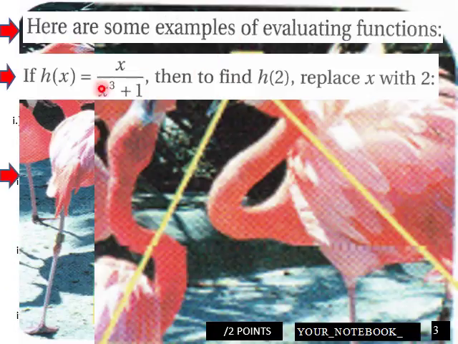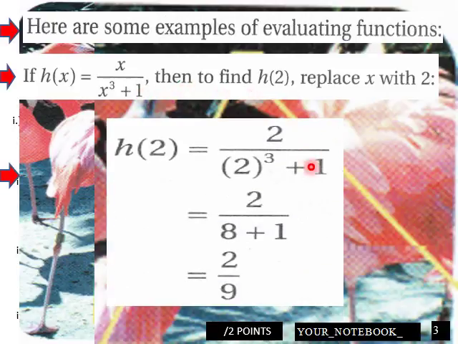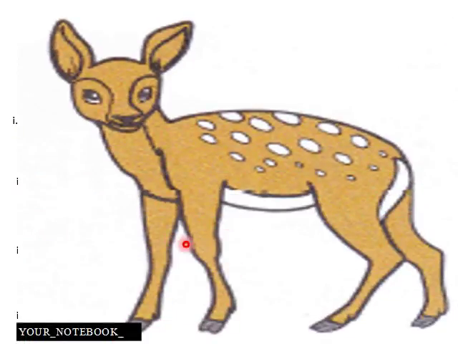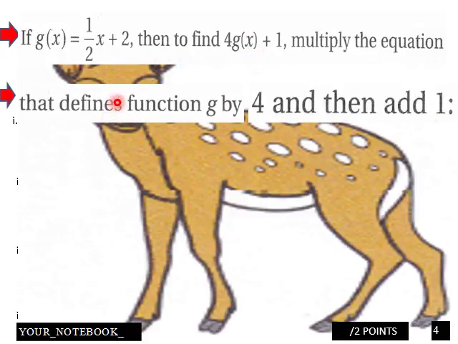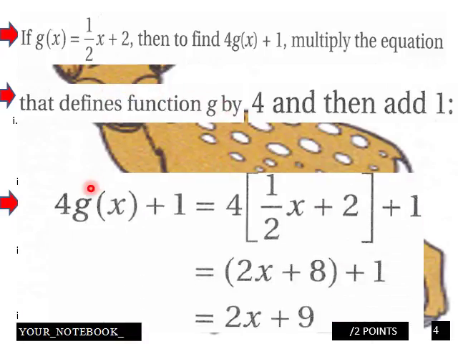So here are some examples of evaluating functions. If h of x equals x over x cubed plus 1, then to find h of 2, you just plug in 2 and solve for it. Another example: if g of x equals 1/2 x plus 2, then find 4g of x plus 1. Multiply the equation that defines the function g by 4 and then add 1. So 4g of x plus 1 equals 4 times (1/2 x plus 2) plus 1. And then we just simplify it from there.